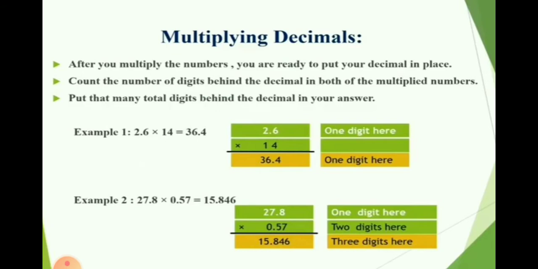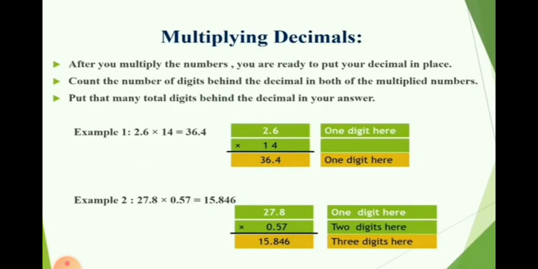Now let us multiply the second example, that is 27.8 into 0.57. Again you will multiply simply. At the side you can do simple multiplication, that is 278 into 57. And then you will write the decimal.